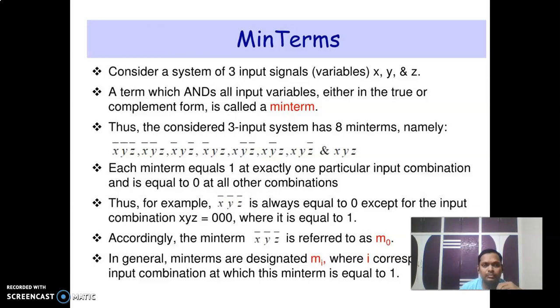Minterms. Consider a system of three input variables, that may be x, y, and z. A term which ANDs all input variables, either in the true or complement form, is called a minterm.